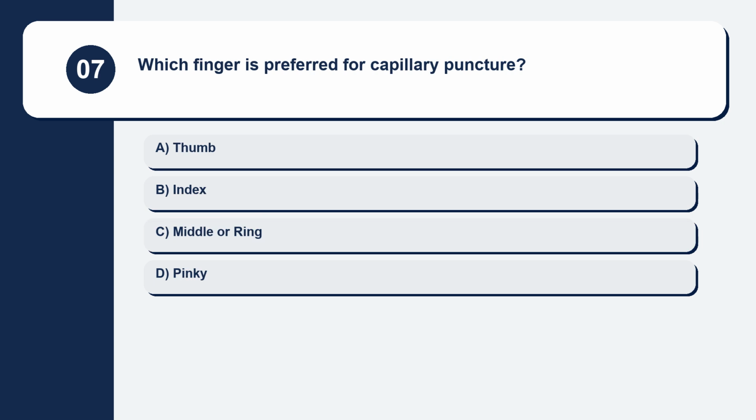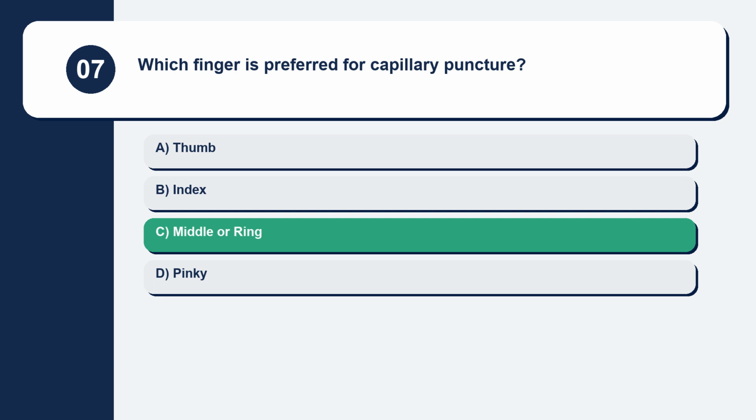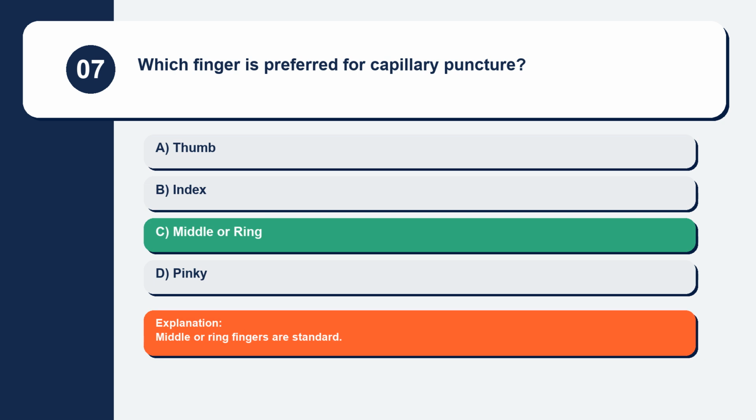Question 7. Which finger is preferred for capillary puncture? Thumb, index, middle or ring, pinky? Middle or ring fingers are standard.